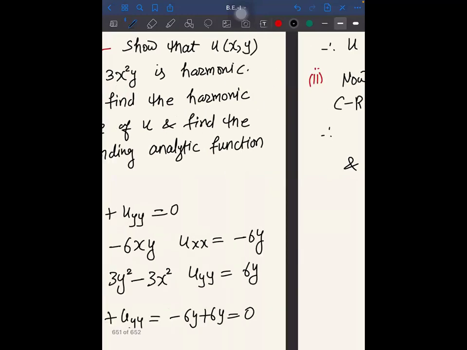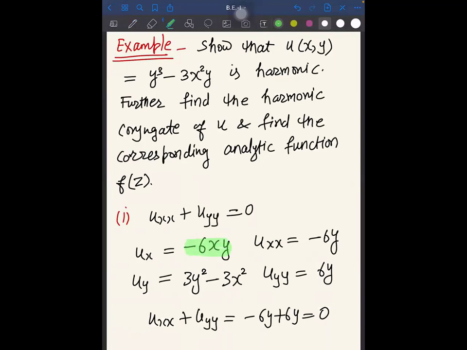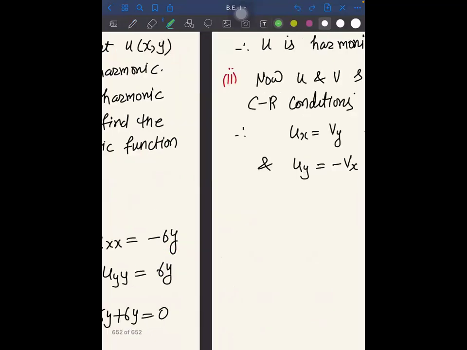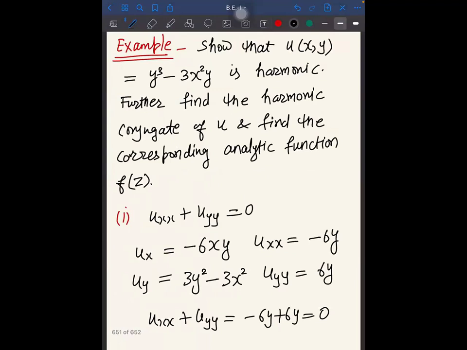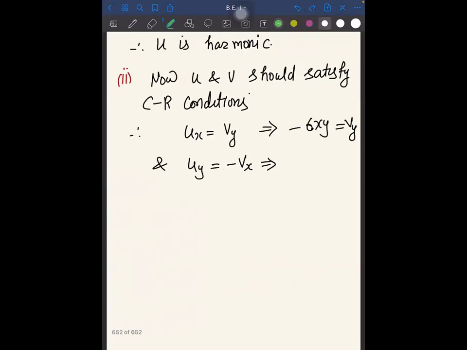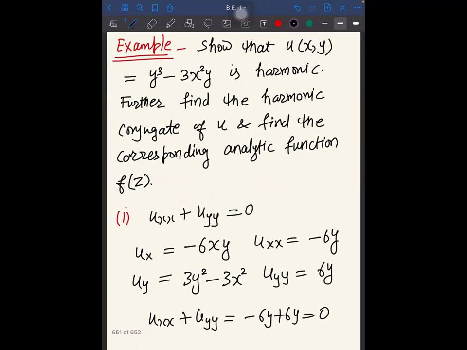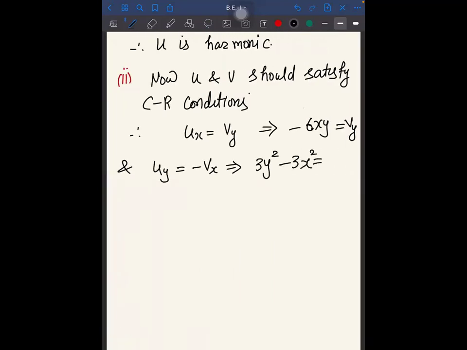Okay, so what was your ux? This was your ux, right? So ux is minus 6xy. Okay, so minus 6xy should be equal to vy. And here uy, what was your uy? 3y square minus 3x square. That was your uy, right? So 3y square minus 3x square should be equal to minus of vx. You're with me? Yes, sir. Fine. Are you with me on this? Okay. Yes. So let's pick this equation only. That means your vy is equal to minus 6xy.